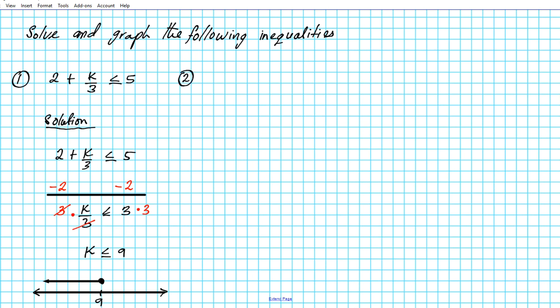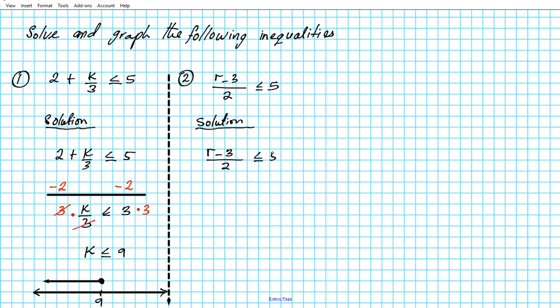Question number 2. Let's say we have the following inequality: (r minus 3) over 2 is less than or equal to 5. Alright, so let's go ahead and solve this. So we have (r minus 3) over 2 is less than or equal to 5.